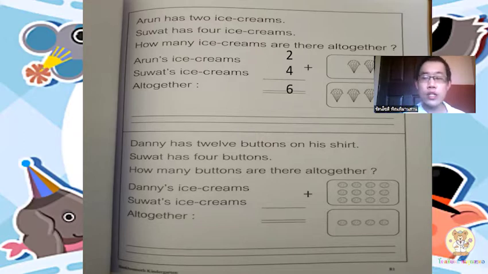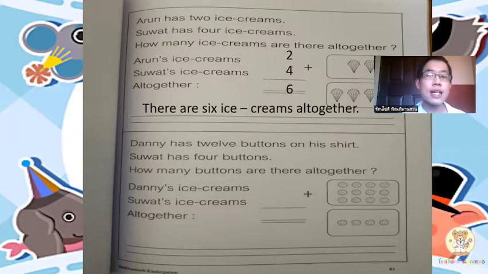So finally, we need to write the sentence like this. There are 6 ice creams altogether because we have already brought number 2 plus 4 equals 6. And the answer is there are 6 ice creams altogether. If you don't make sure, you can take a look at the picture and you can count from the picture as well.